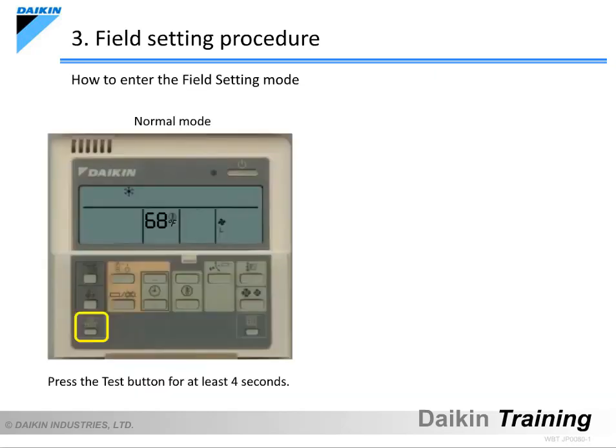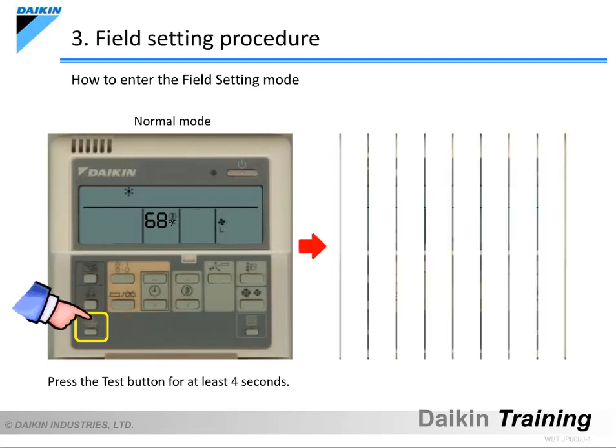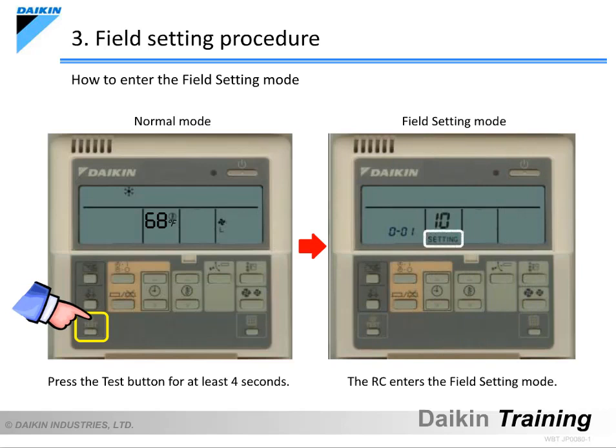Now, let's learn how to enter the field setting mode. The normal mode can be switched to the field setting mode by pressing the test button for at least 4 seconds. When the remote controller is in the field setting mode, the word setting will be shown below the mode number on the LCD. Note that for this setting, it is necessary to use the main remote controller. Sub-remote controllers cannot enter the field setting mode.